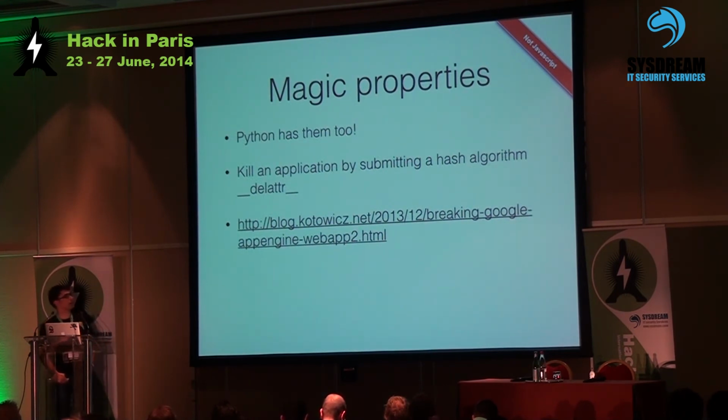But this is not unique to JavaScript at all. Magic properties are present in a lot of scripting or dynamic languages, in Python as well. So there was, for example, the __class__ magic attribute or magic property, which can sometimes be used to alter the logic of the application as well.